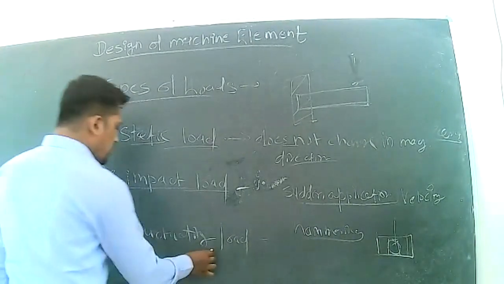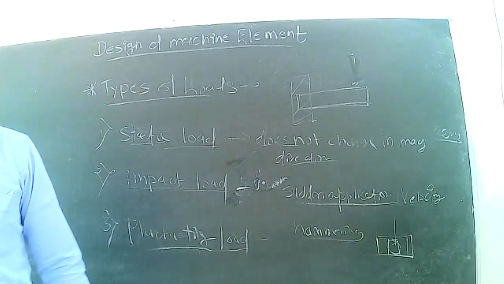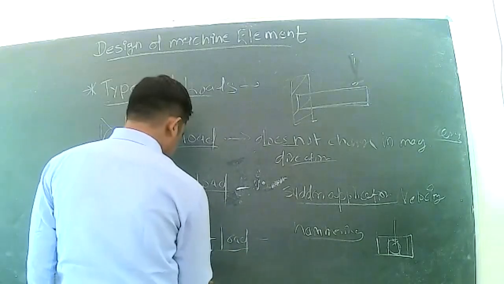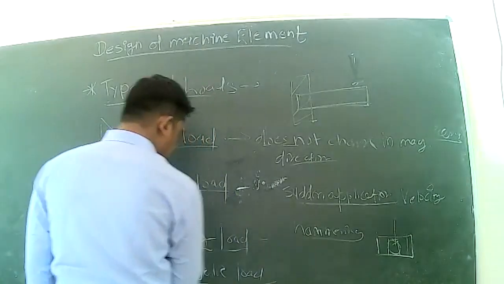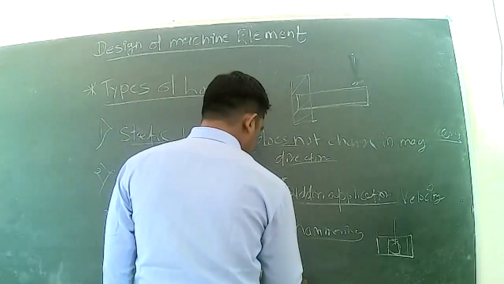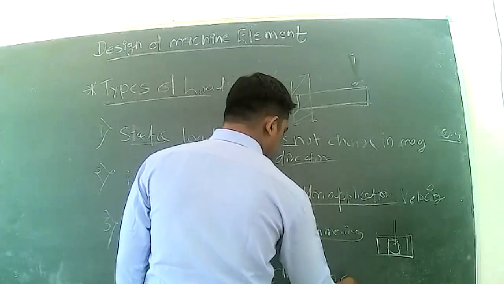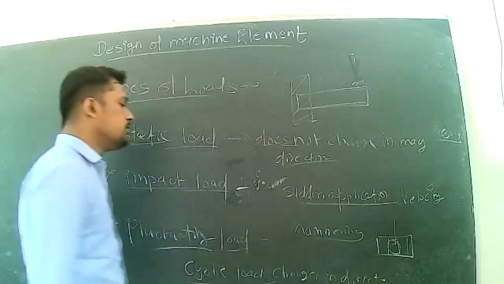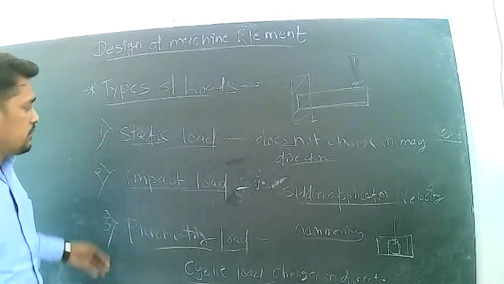Then we can understand what fluctuating load is. It can change with time in its magnitude. It's also called cyclic load, which varies in magnitude and direction. Okay. These are the types of load we have seen.